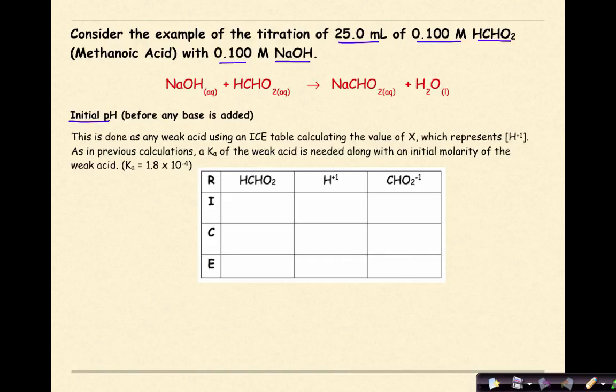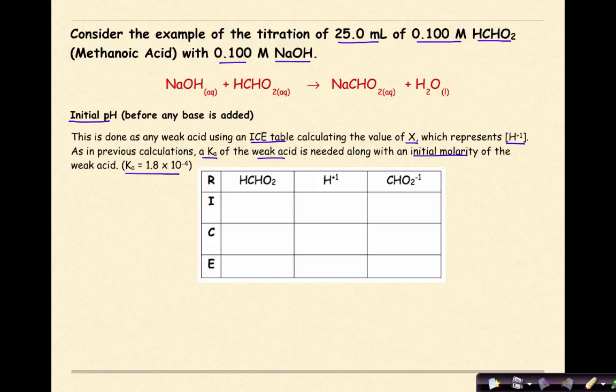So this is done as any weak acid using an ICE table, calculating the value of x, which represents the hydrogen ion concentration. As in previous calculations, a Ka of the weak acid is needed along with an initial molarity of the weak acid. So in this case, our Ka is 1.8 times 10 to the negative 4.